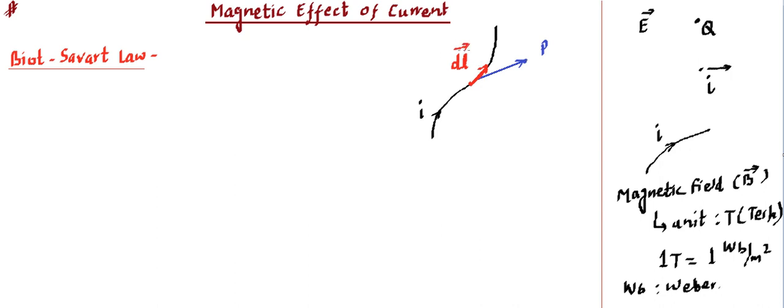So we need to choose a differential length element vector on the current carrying wire. Let me write it down: this dL vector. This dL vector is read as a differential, or in simple language a small, length element vector.